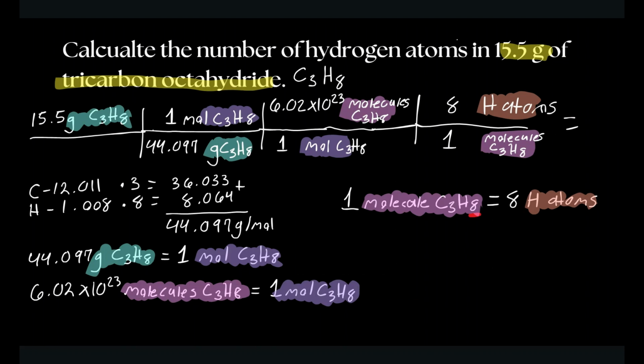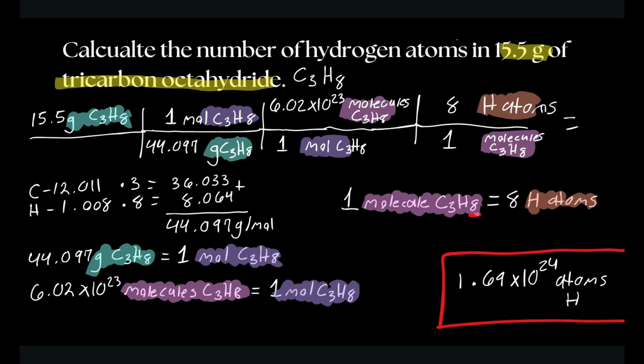We're going to multiply the top. We're going to divide the bottom. So we're going to get 15.5 times 6.02 times 10 to the 23rd times our 8 hydrogen atoms, all divided by 44.097. And this is going to get us 1.69 times 10 to the 24th atoms of hydrogen, or our hydrogen atoms. And this right here is going to be our answer.